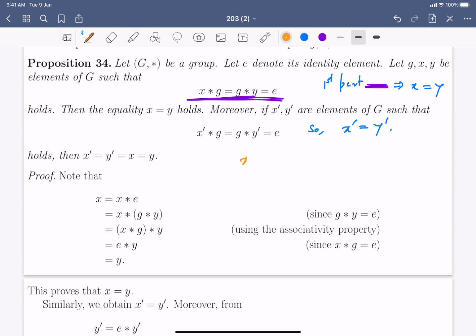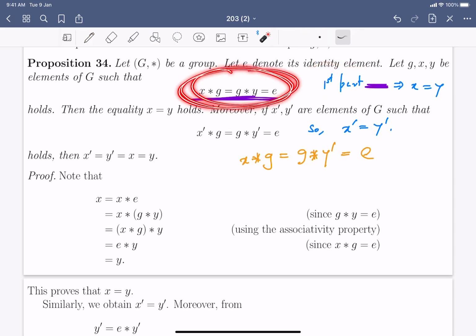You do know that x star g is equal to e, right? You also know that g star y prime is also e, right? And then you are done. Then again we apply the first part, which says that any such equality will imply that these two quantities have to be the same. So you get that x equal to y prime.